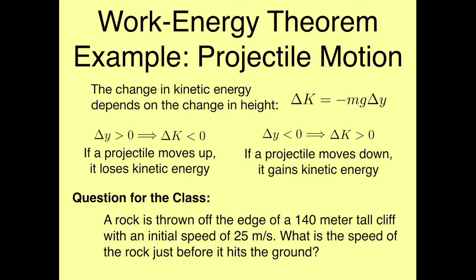So let's use the result that we just derived, and I want you guys to try to work out this problem. A rock is thrown off the edge of a cliff, which is 140 meters tall, with an initial speed of 25 meters per second. What is the speed of the rock just before it hits the ground? So try to work this one out. Pause the video and come back to it once you have an answer, and then compare it to what I do.